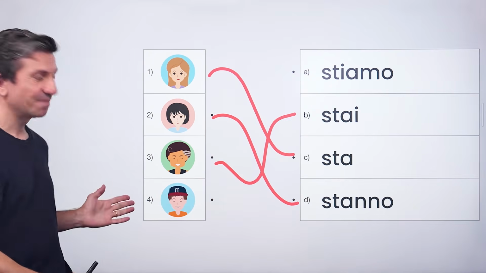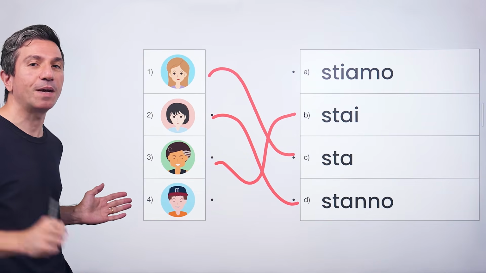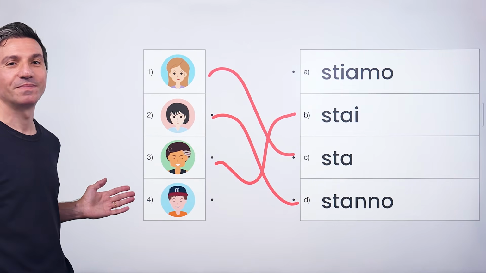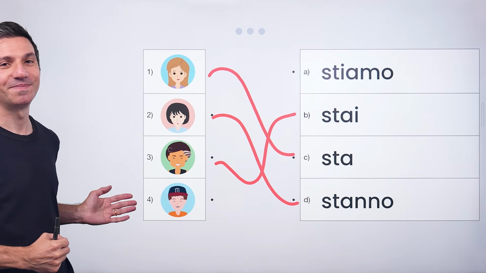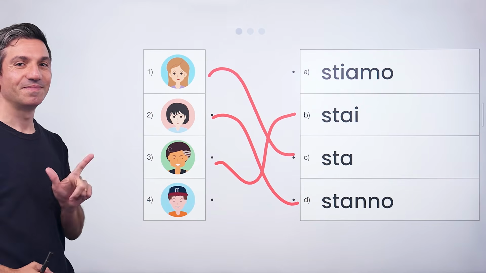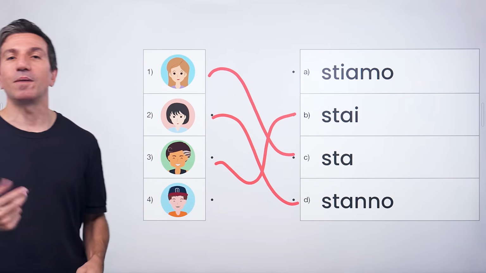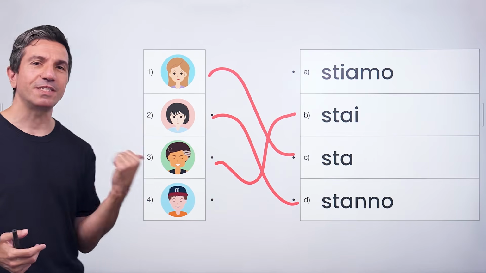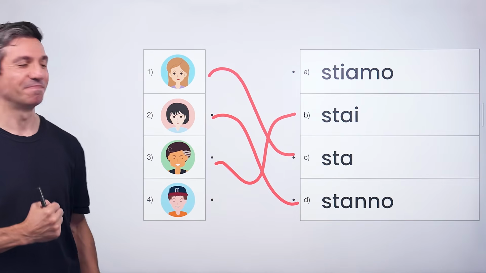And noi stiamo studiando per l'esame di domani. One more time. Noi stiamo studiando per l'esame di domani. Did you hear stiamo? Stiamo is the first person plural form of stare. So this sentence means we are studying for tomorrow's exam.